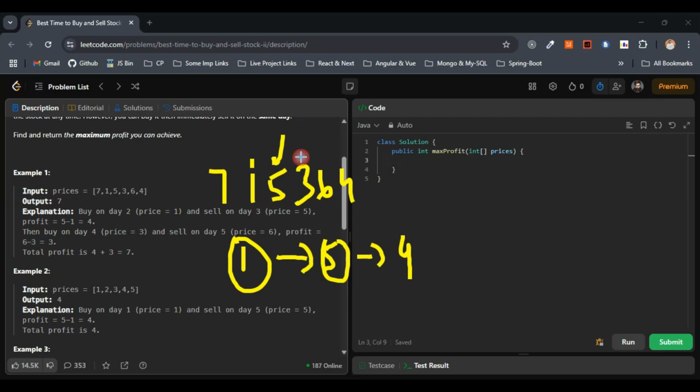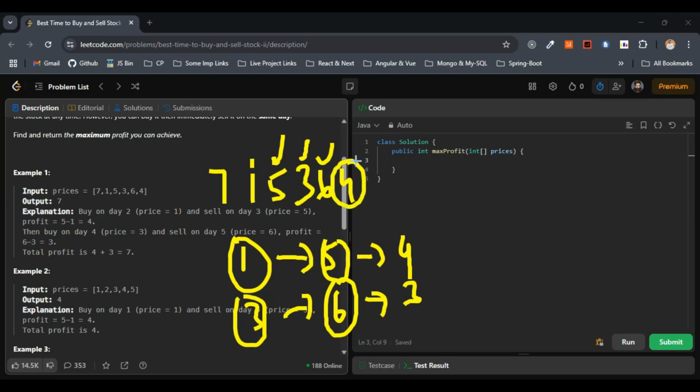So next we will buy this one at 3, right? And next we will sell this one at 6. Now we are having a profit of 3 in this case. So now we cannot buy this one because we don't have the next day present here.